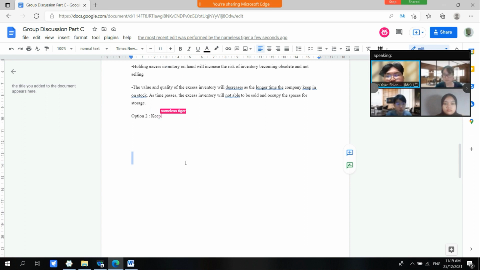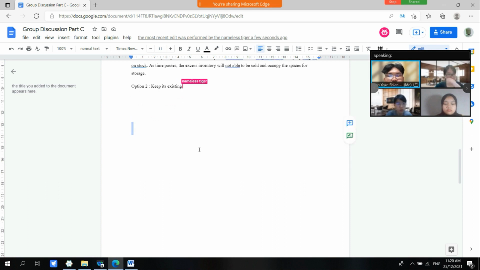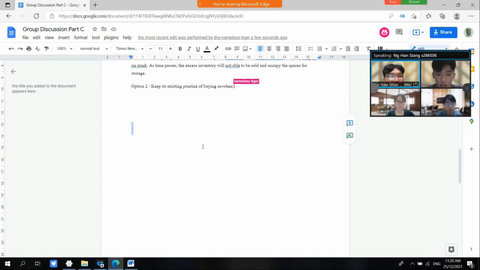So I will continue with option 2, which is keeping its existing practice of buying on an as-needed basis. For the first benefit, I will pass to Han Xiang to elaborate. The first benefit is reducing unnecessary wastage. The explanation is buying as needed eliminates excess inventory on hand and overstocking. This can prevent the risk of excess inventory not being able to be sold and occupying the space for storage.